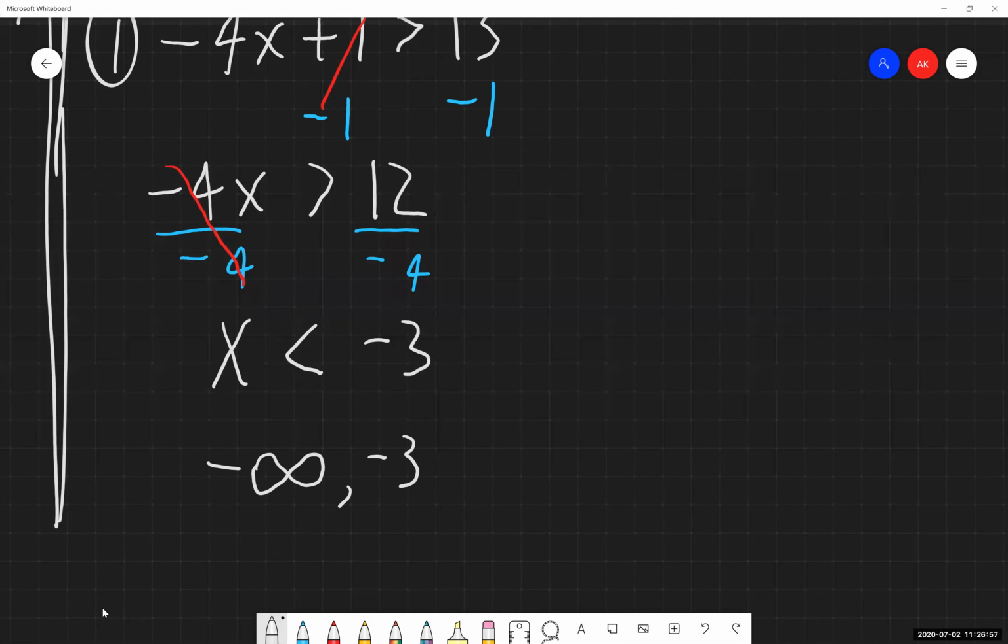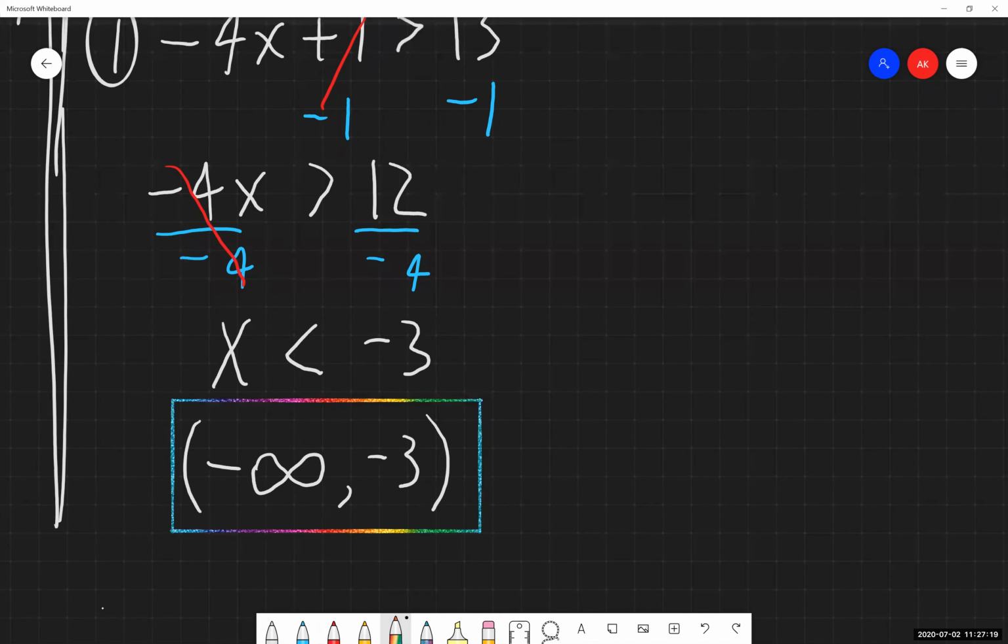So now I need to put brackets or parentheses around this. Well, negative and positive infinity will always have a parenthesis. You can always default to that. What about negative 3? Is it going to have a bracket or a parenthesis? Well, look to the inequality. It says less than. It tells me I'm going to be using parentheses. And so we have our final answer right here.